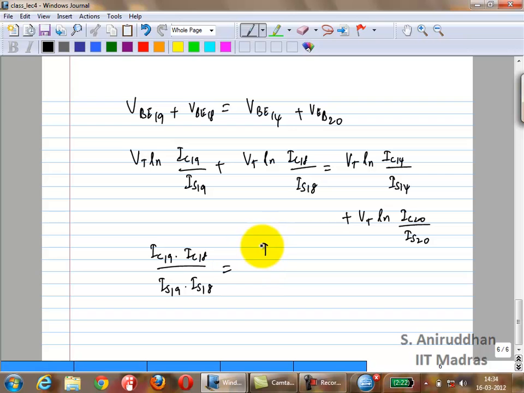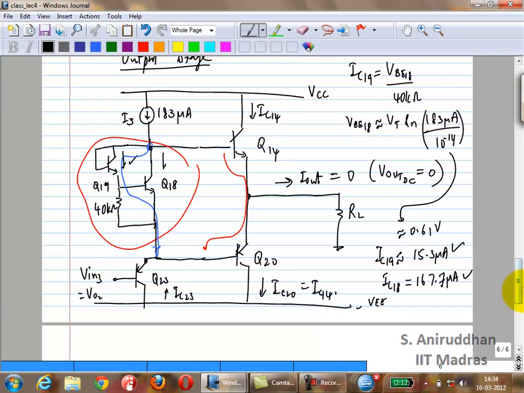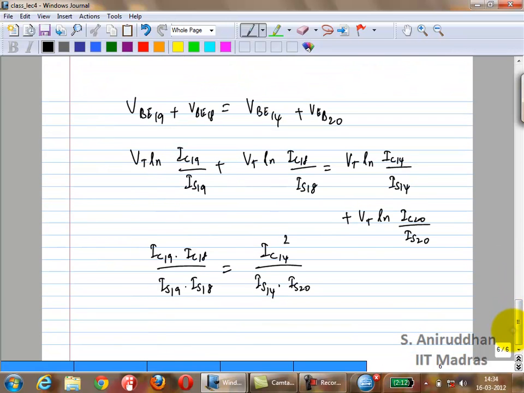What is this? Right? IC14 is the same as IC20. Okay. So now you need even more detail to calculate the exact currents, because now you need to know the saturation currents of the different transistors. Now it's okay to assume for 18 and 19 the saturation currents are the same, and similarly 14 and 20 saturation currents are the same.